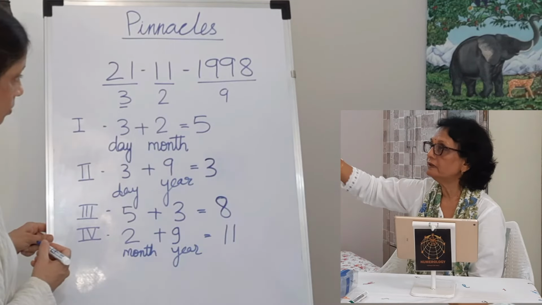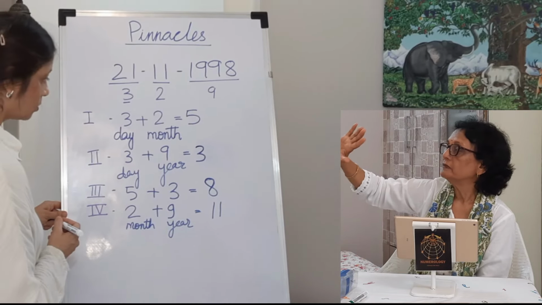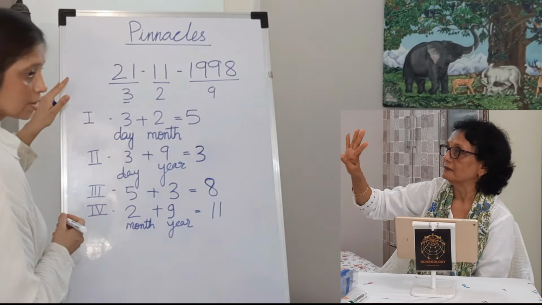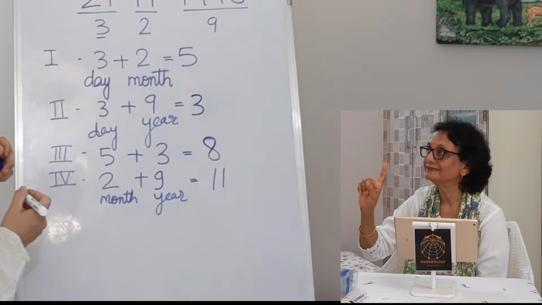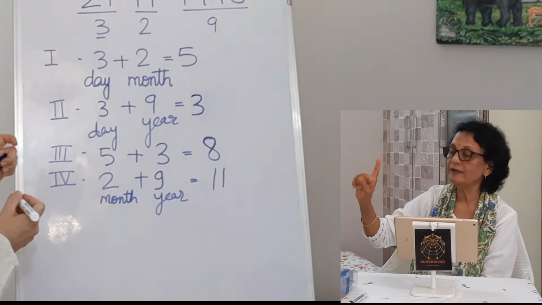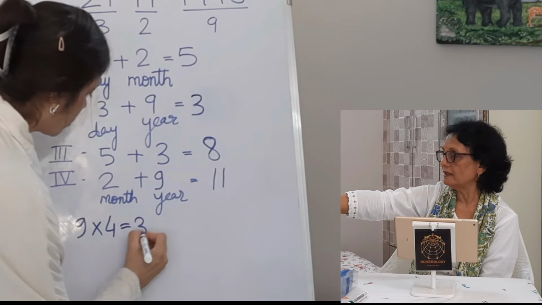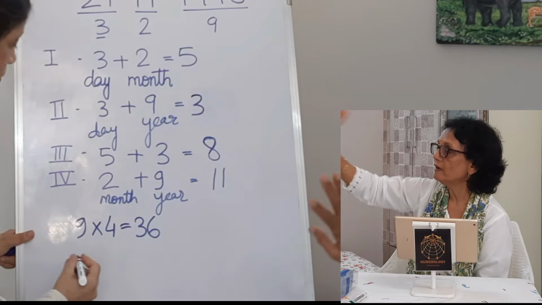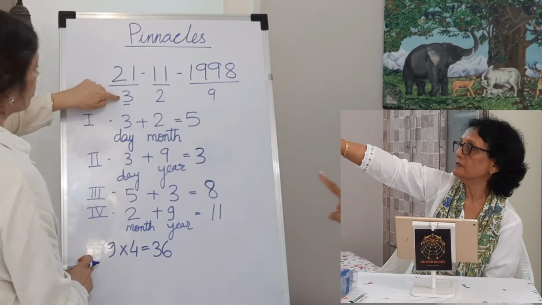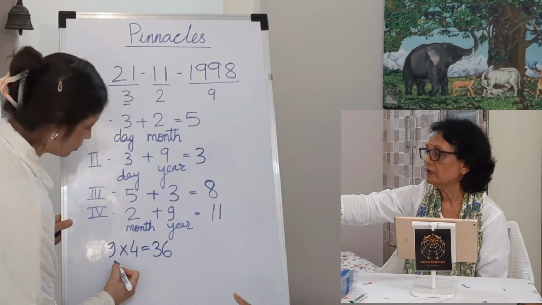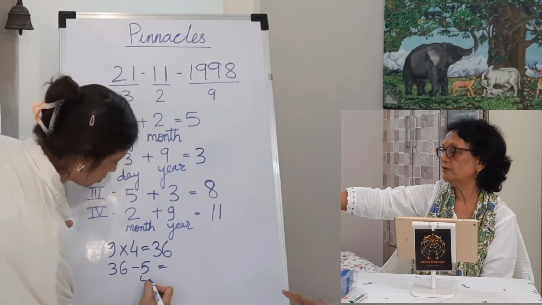Now we need to calculate the time periods for each pinnacle. We have 4 pinnacles. We say that the cycle of man, or the epicycle, is 9. So 9 into 4 is 36. Now this is the starting point. Now we have to calculate the life path number. What is the life path number of this person? It is 5. So 36 minus 5 is equal to 31.